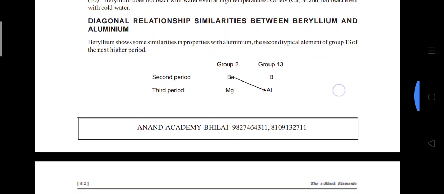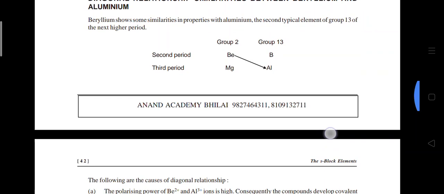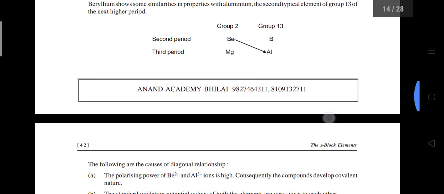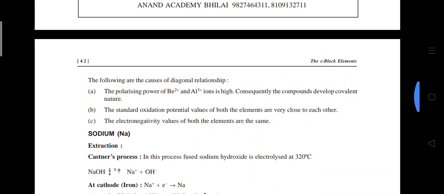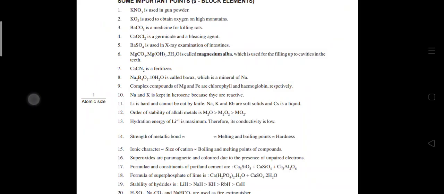Diagonal relationship between beryllium and aluminium. Beryllium shows some similarities in properties with aluminium, the second typical element of group 13, of the next higher period. The polarizing power of beryllium and aluminium ions is high. Consequently, the compounds develop covalent nature. The standard oxidation potential values of both the elements are very close to each other. The electronegativity value of both the elements is the same.